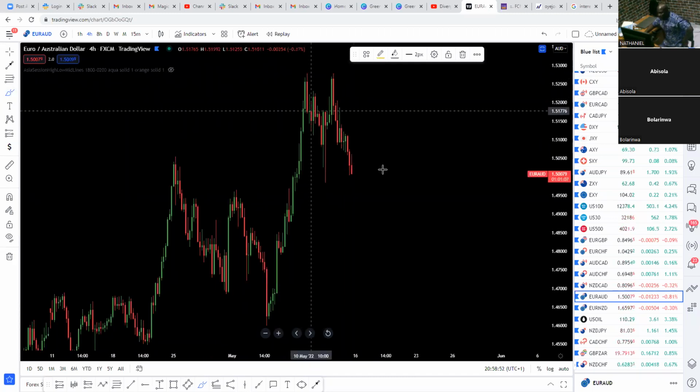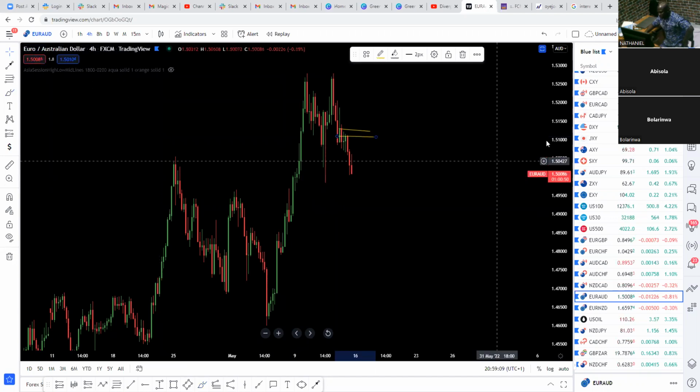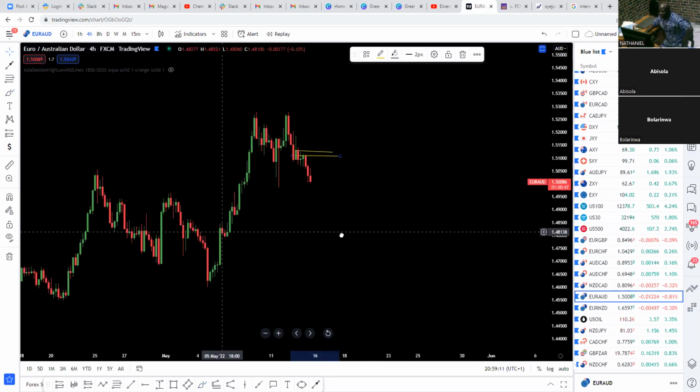I believe I gave the trade at this level, something here. And can you see? That's made more than about 100 pips to the downside. But today is Friday, so we just have to get out of the trade. Don't worry, we are going to catch the move next week.